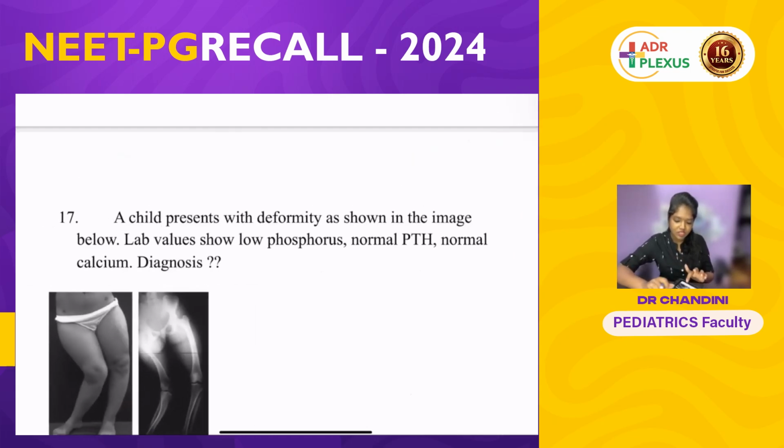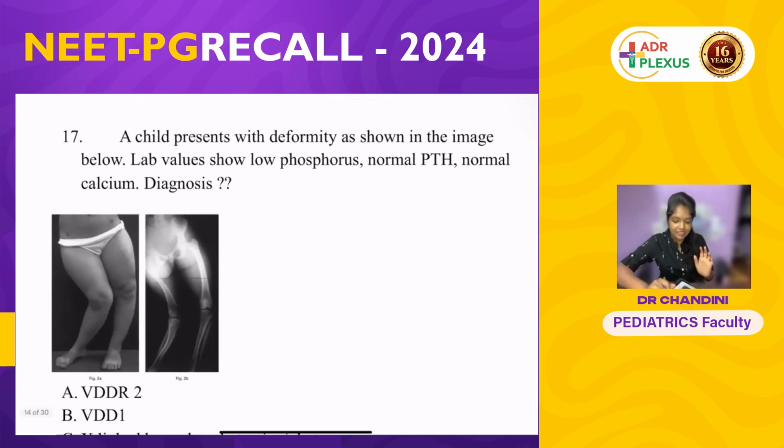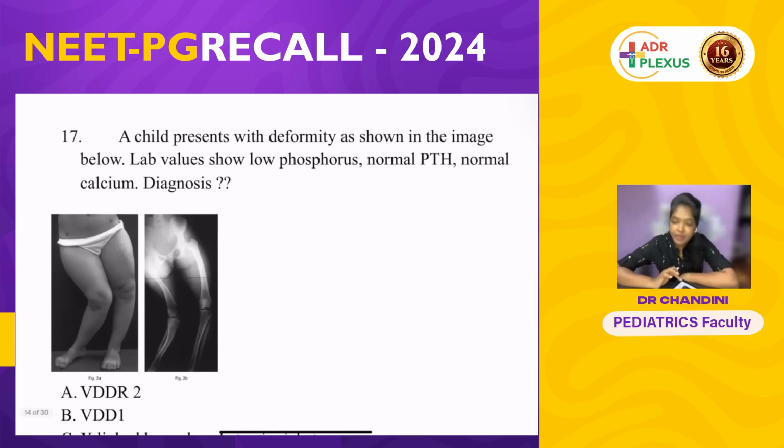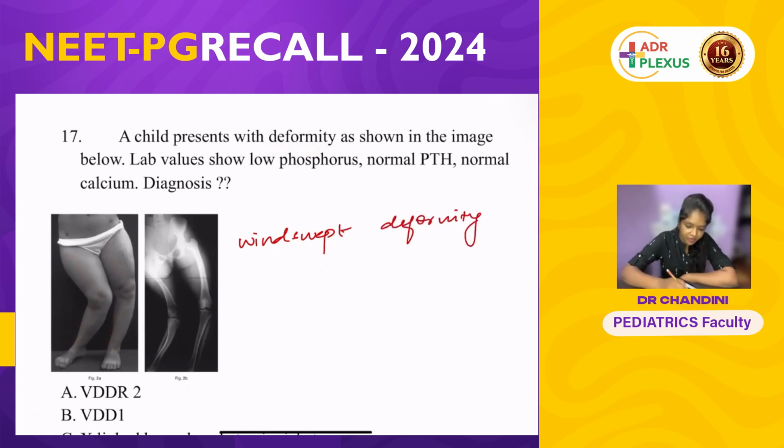Yes. Another question, we have already discussed this in our class, and this is also a repeat question from INI-CET. A child presents with deformity as shown in the image below. Lab values were given. When you see the deformity, what is this deformity called? This deformity is called windswept deformity. Like this, one varus and one valgus deformity. This is called windswept deformity.